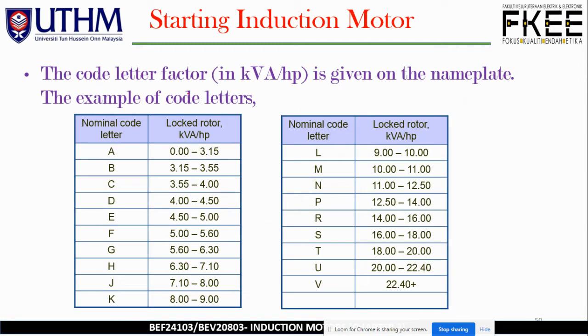So this is the table of the code letter in kVA over HP, given on the nameplate of the motor, the birth certificate, if I may say. Then the examples of code letters, the nominal code letter, and the type of machine. It also represents the type of machine, from A up to Z. It depends on the locked rotor, and this is the range of the kVA over HP. So 4 to 5, 4.5, for example, for D. For K we have 9 up to 9.0.